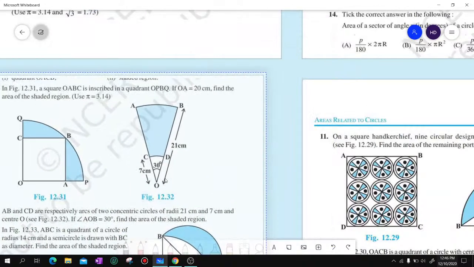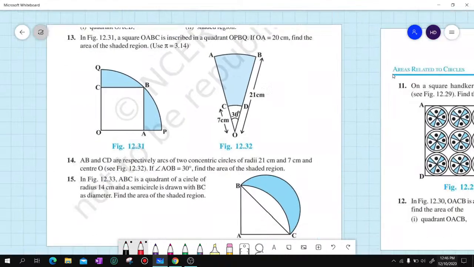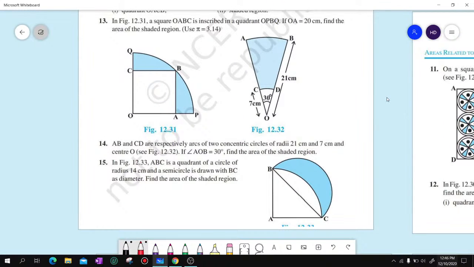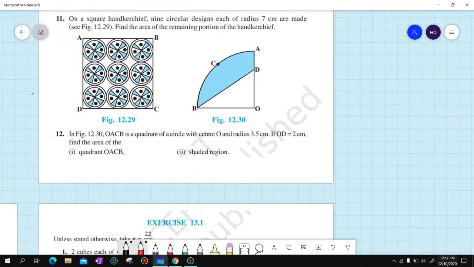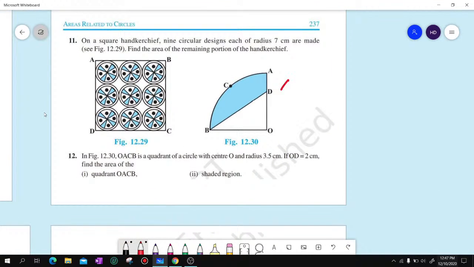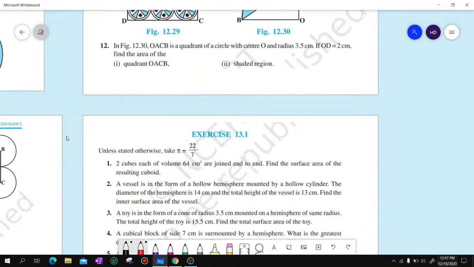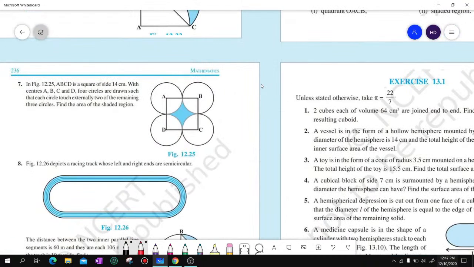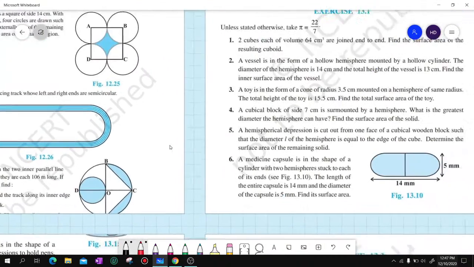And when you come to areas related to circles, the 15th question is very important. The 15th question is the most repeated question, and similarly the 11th question is very important. The 7th question and 8th question are also very, very important. So definitely out of these 4 questions you will get one.